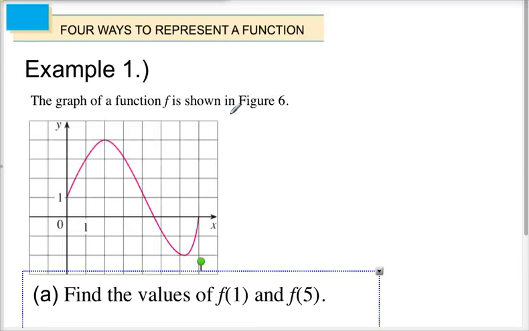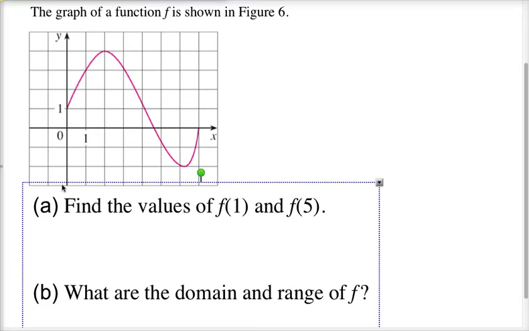Let's try one. The graph of the function f is shown in figure 6. Let's find the values of f of 1 and f of 5. If I want to evaluate f of 1, I know that if this is x equals 1, the distance between the x-axis and the curve represents my f of 1. That's very nice, finite and countable. So I can say that f of 1 is equal to 1, 2, 3. I can just count it.